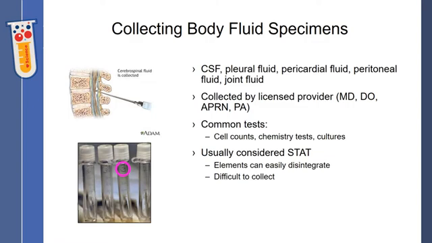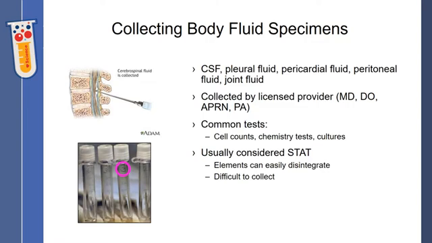Common tests that are ordered on body fluids can include cell counts, chemistries, and cultures. Usually these specimens are considered stat, because sometimes the elements can easily degrade over time, so you want to make sure that you test them very quickly. The top image here is an illustration of how CSF is collected, and I just want you guys to see that in case you've never seen it. I want you to know how precious these specimens are. Think about if you had that needle stuck in your spine, you wouldn't want to have to do that again, so always make sure you're careful with these specimens.